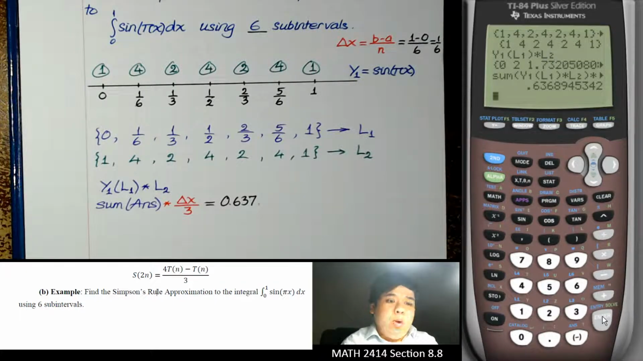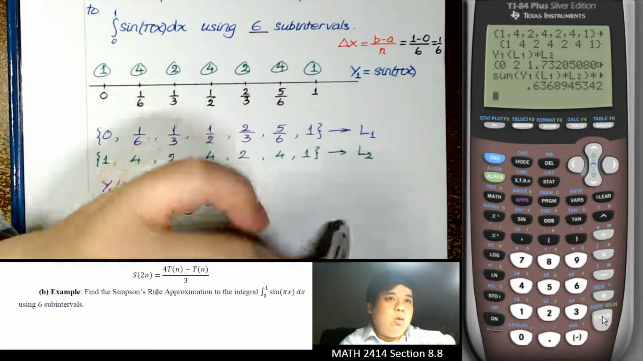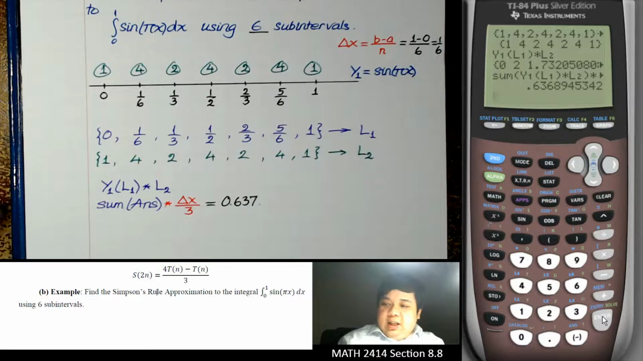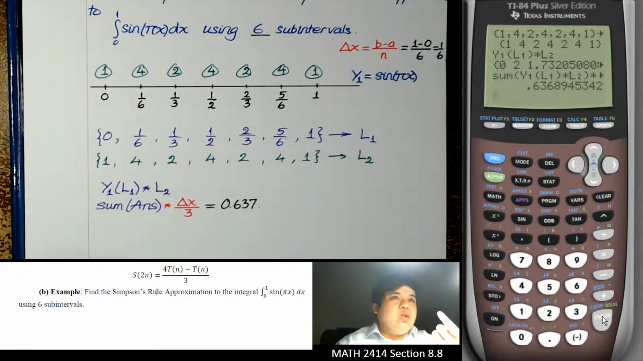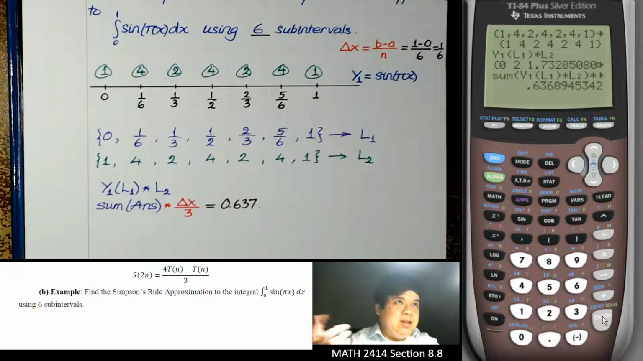So it is simple enough, right? Again, the coefficients are 1, 4, 2, 4, 2, 4, 2, and then 4, 1. The reason for the 2 is that it's actually just 1, 4, 1, and just keep repeating 1, 4, 1, 1, 4, 1, and just keep doing that.